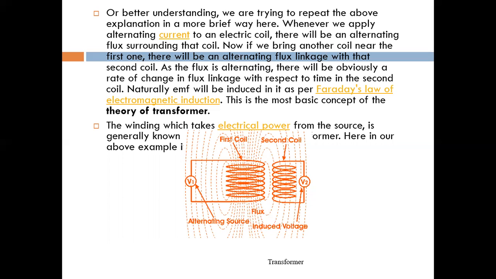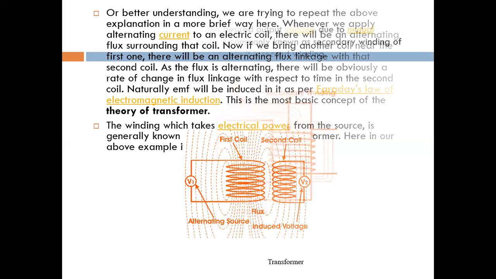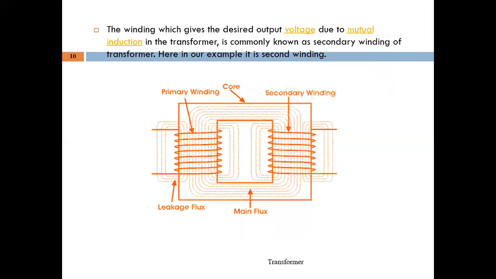The winding which takes electrical power from the source is generally known as the primary winding. Here is a transformer: first coil, second coil, flux, alternating source and induced voltage. Power transformers normally operate at full load, meaning 80 to 90% of their capacity.